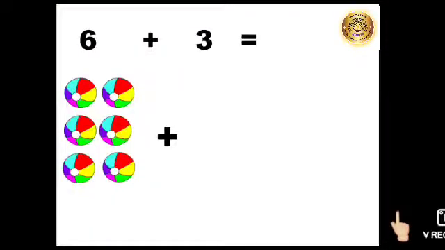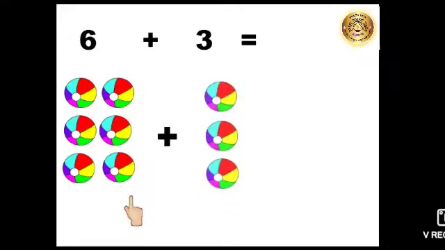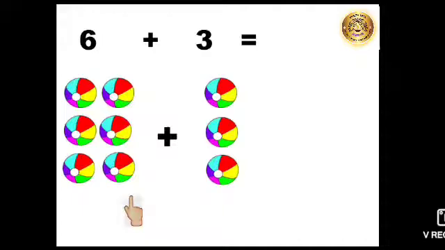Here we have some balls. How many balls do we have here? 6. 1, 2, 3, 4, 5 and 6. And 3 more balls we got here: 1, 2, 3. Means 6 plus 3. We have to add 3 balls to 6.